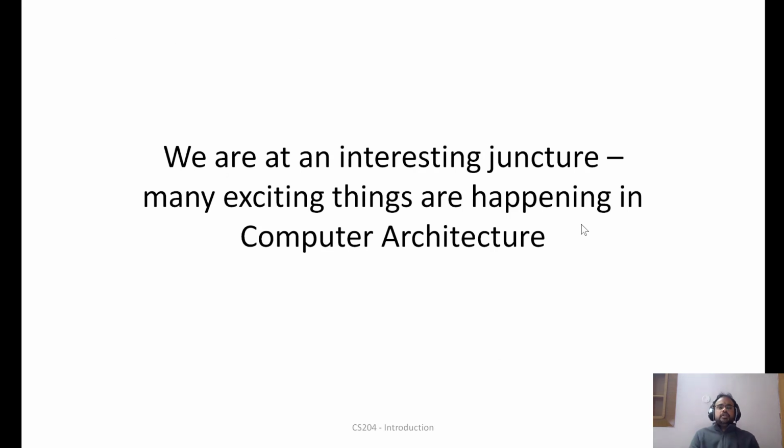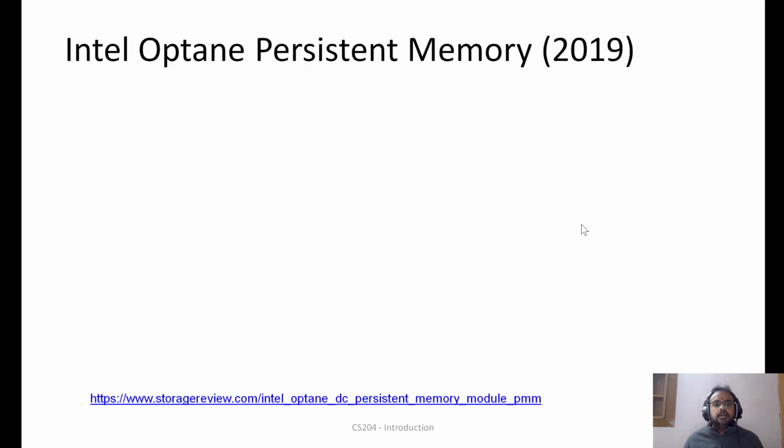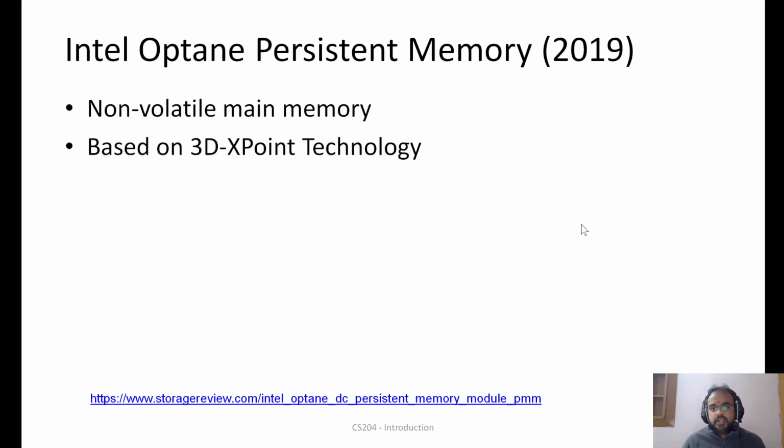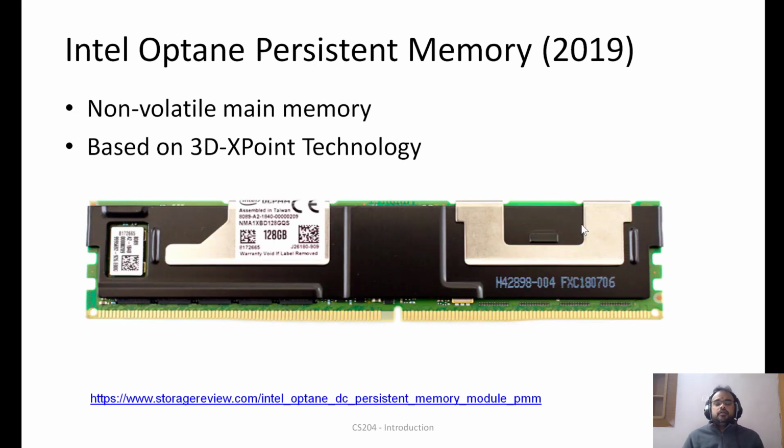At this moment, I also want to take a few moments to give some of the latest things that are happening in computer architecture. The very first product you can say is Intel's Optane persistent memory. It is primarily based on a non-volatile main memory, which is 3D crosspoint, and it gives huge memory capacity when compared to the typical DRAM based main memory. So here you see a 128 gigabyte device in front of you.